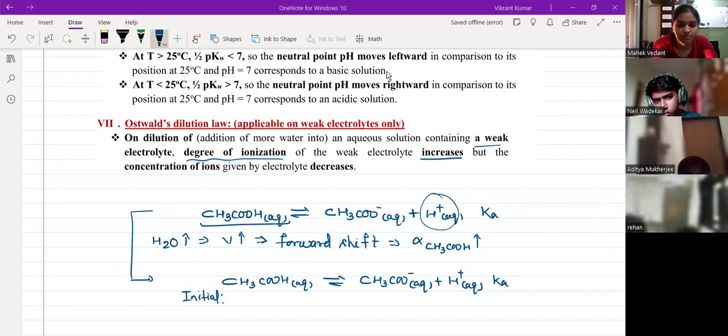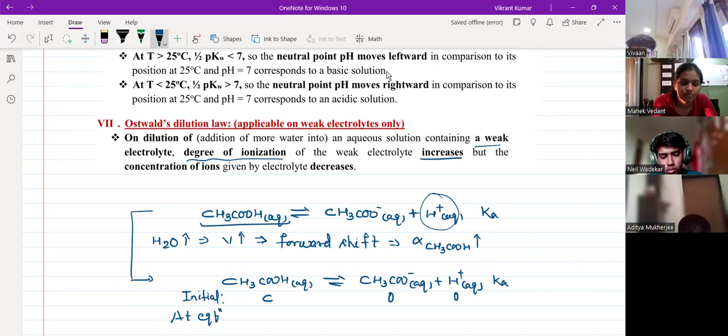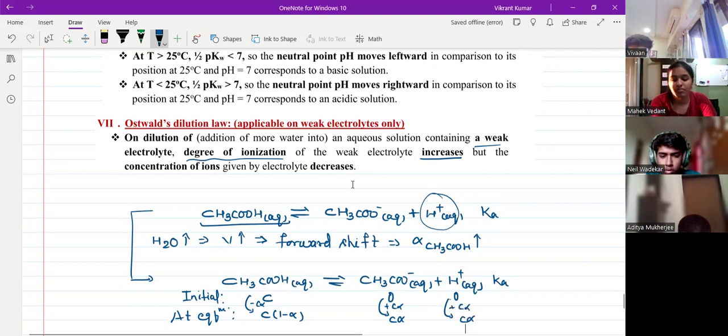Okay. Mathematical proof of that: if I'm taking this one initially, without ionization, it was the case. At equilibrium, if this becomes C into 1 minus alpha, the decrement was C alpha. So this will become C alpha, the increment. This will become C alpha. Now at equilibrium, we can write K equals Q.